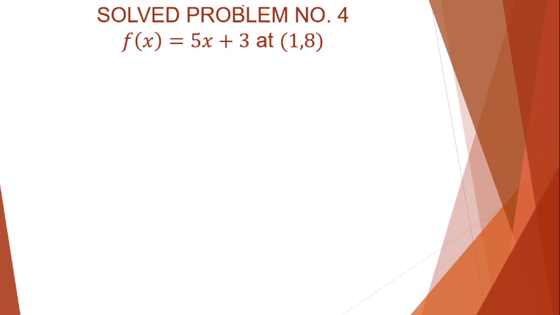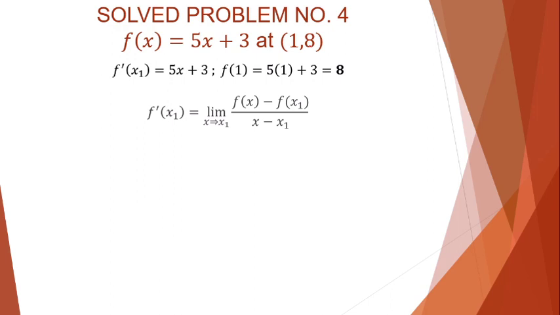So example 1: since the point is given, we will use this formula. Your f of 1, since your x is 1, substitute: 5 times 1 is 5, plus 3 is 8. That is correct. So this is your y sub 1 or f of x sub 1, and this is your x sub 1. Now this represents your f of x, and your f of x sub 1 is 8, or y sub 1 is 8.